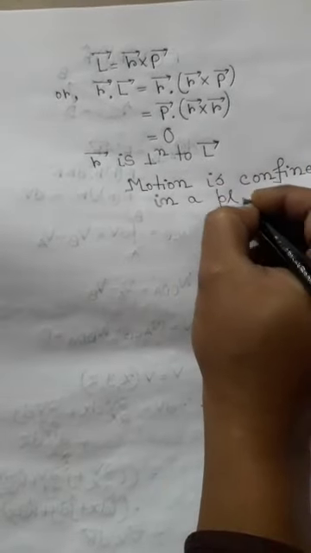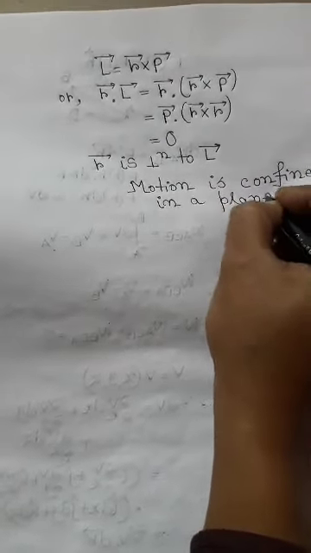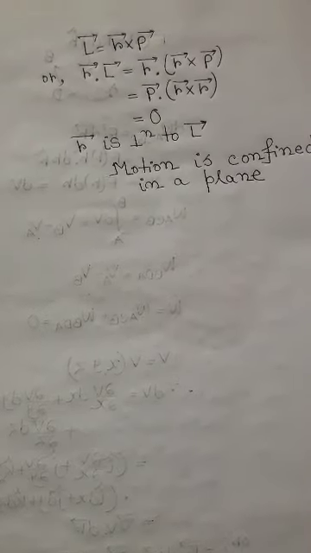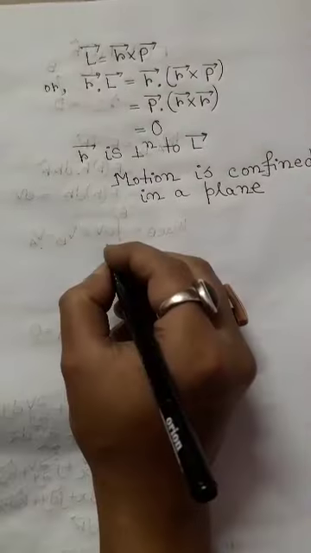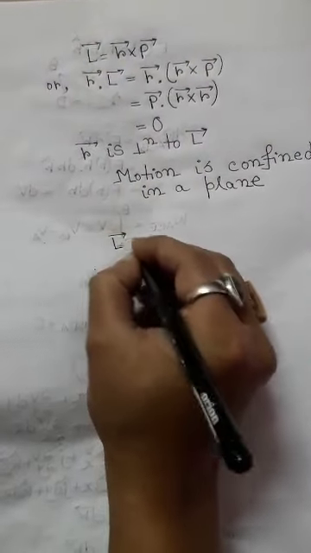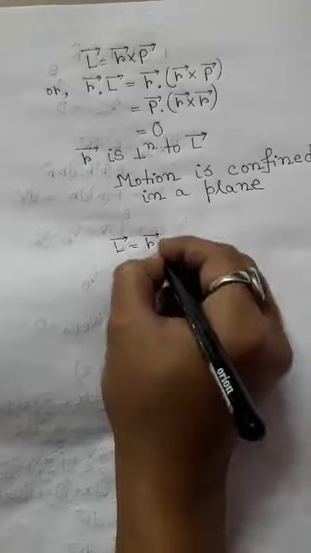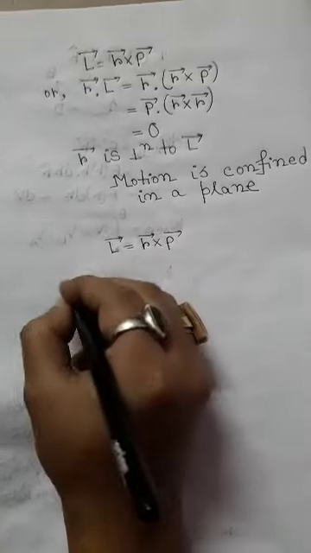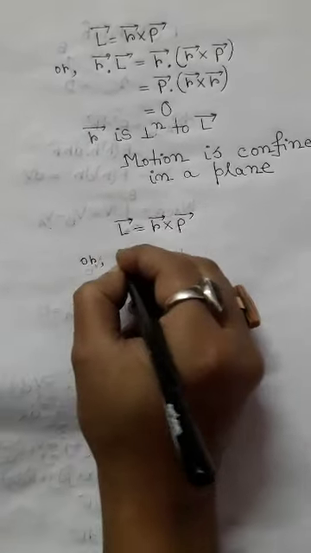So this we can write. So this is the third property. Now another property that we can tell is that angular momentum of the particle remains constant. How we can prove it? Simple, L equals to r cross p. Now differentiating both sides with respect to t, what we get?